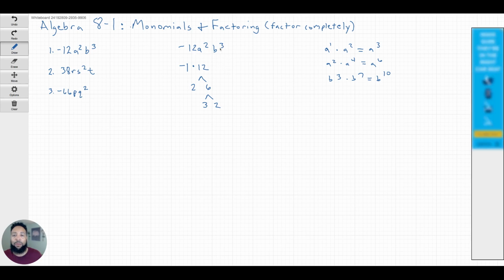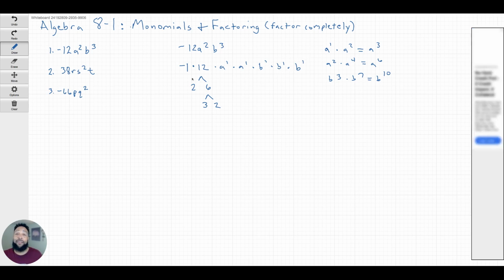Now also remember, we mentioned a squared. That is the same as a to the 1 times a to the 1. 1 plus 1 is 2. And then same thing with b to the third. When you break that down, that's really b to the 1 times b to the 1 times b to the 1. If you add those exponents, 1 plus 1 plus 1, that gives you 3.